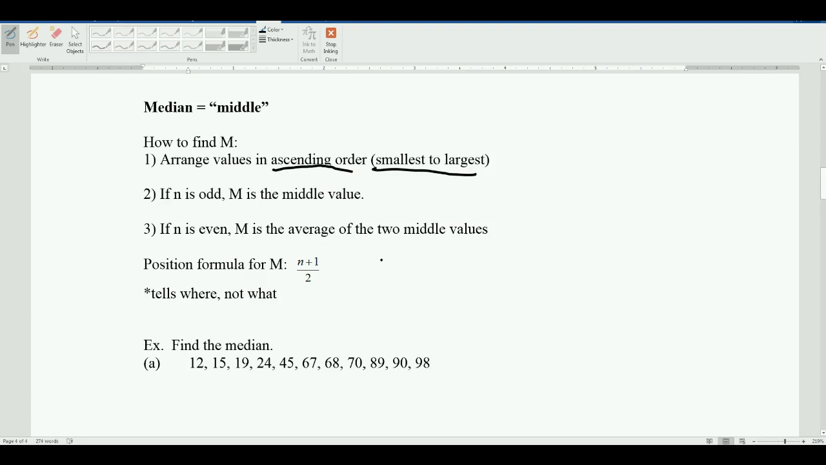In this little bitty formula, n plus 1 divided by 2, n is the number of data values. Plus 1 divided by 2 will only tell you where the median can be found. It doesn't tell you what it is. It tells you the position of it. So let's look at this example.